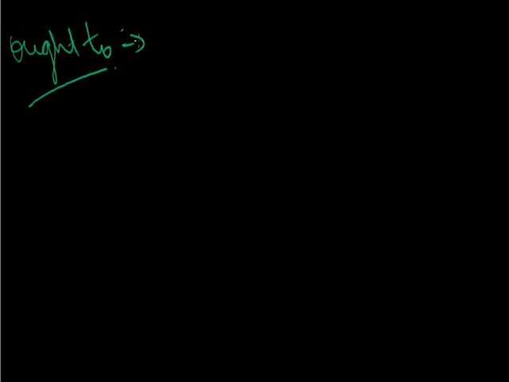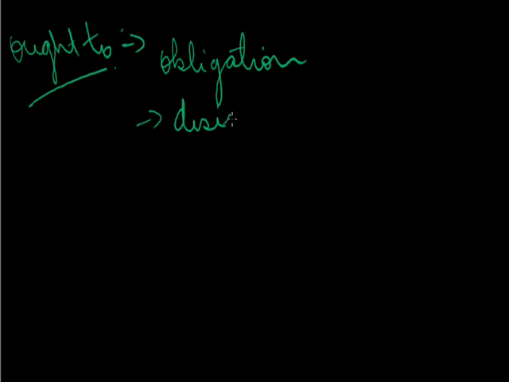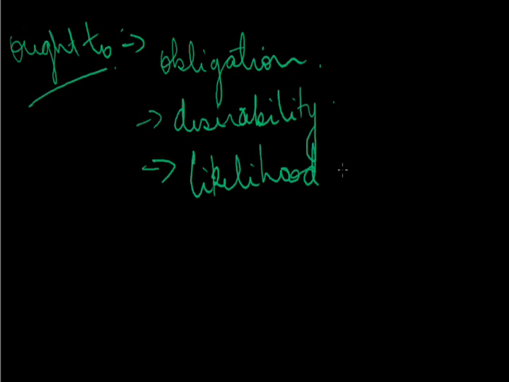Ought to is an auxiliary followed by an infinitive with to. It indicates obligation or duty, desirability, and likelihood. Giving an example of obligation: they ought to sacrifice their lives for the motherland.